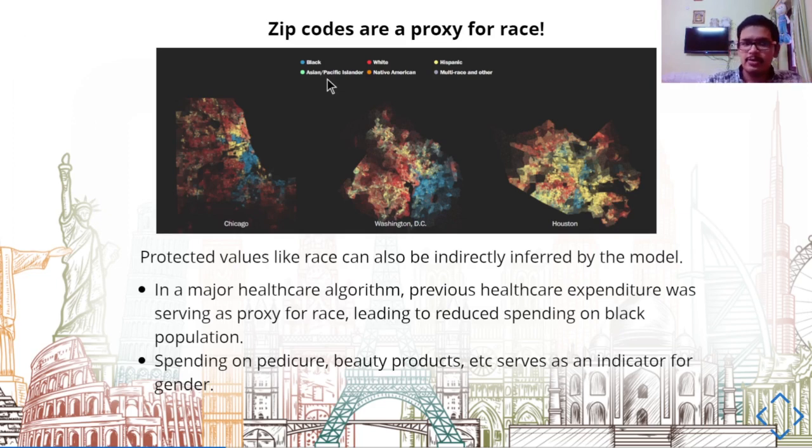Well, it turns out that protected attributes can be inferred indirectly from other features as well. For example, in a major healthcare algorithm, previous healthcare expenditure was serving as a proxy for race, leading to reduced spending on the Black population. Spending on pedicure, beauty products, etc. serves as an indicator for gender.